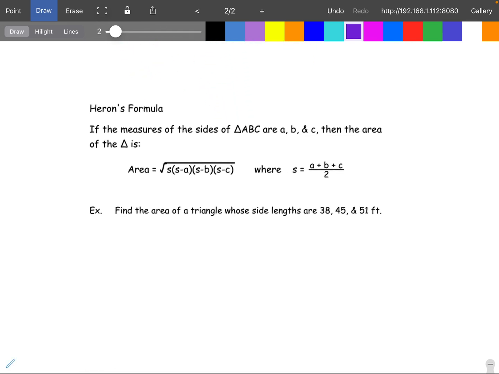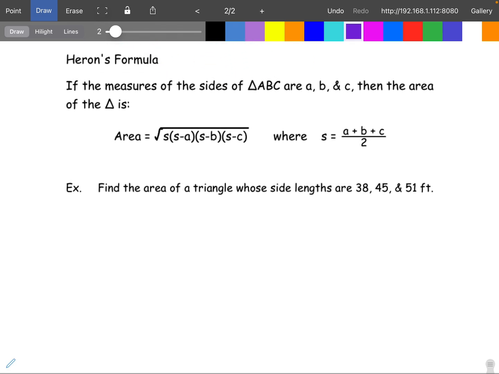Now we have one other problem that we need to do for today, and that is Heron's formula. It is another formula that we can use to find the area of any triangle. So we learned one formula yesterday, and this formula is going to be used if all you know is the sides. So I don't know any angles, but I do have to know all of the sides.